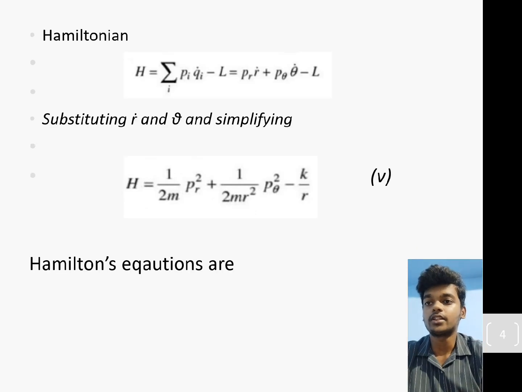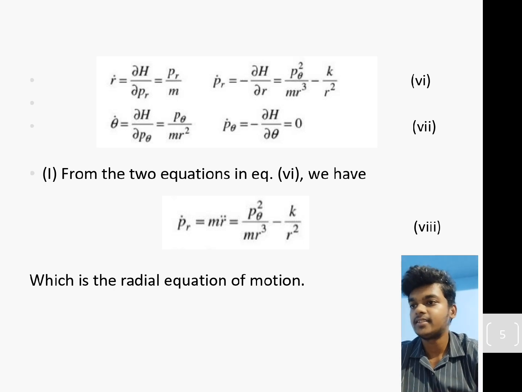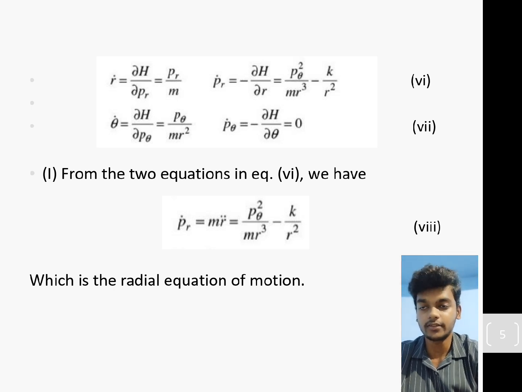So in Hamiltonian equation, we know that the value of H equal to summation over i of pi qi dot minus L, equal to pr r dot plus p theta theta dot minus L. So we are substituting the r dot and theta dot values in the Hamiltonian equation. So the final equation will be H equal to 1 by 2m. Hence the Hamilton's equations are r dot equal to dou H by dou pr equal to pr by m, p dot r equal to minus dou H by dou r equal to p theta square by m r cube minus k by r square. So this will be our equation 6.